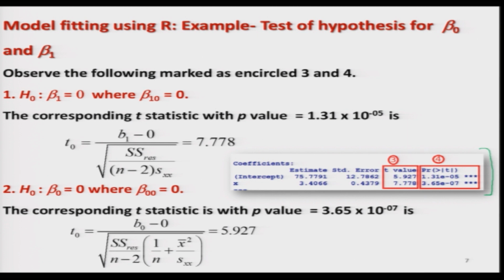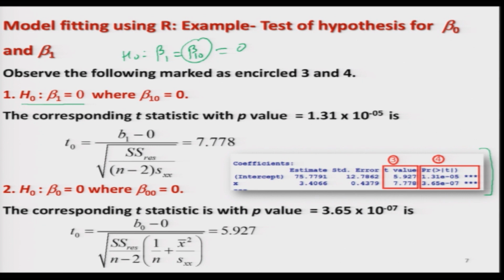Here I am going to consider the test of hypothesis for beta 1 and beta 0. You can recall that when we considered the test of hypothesis for the slope parameter, beta 1 was taken as beta 1 0. Now, we are going to assume that this beta 1 0 is equal to 0. So, we are essentially going to test H naught: beta 1 is equal to 0.